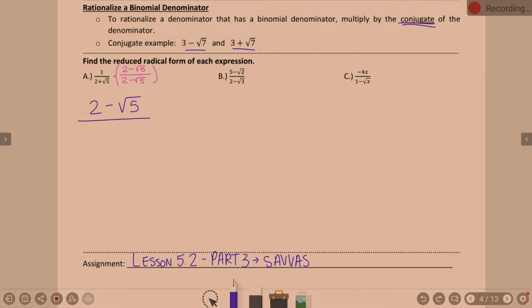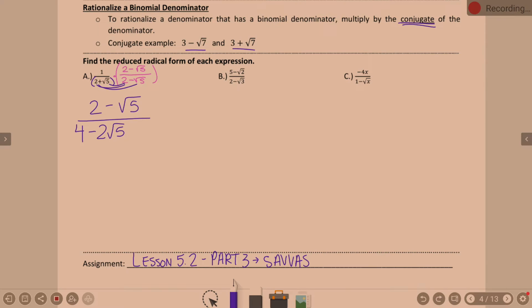In the denominator, how do I multiply 2 plus the square root of 5 and 2 minus the square root of 5? Foil. Okay. Foil. Distribute, whichever way you want to think about this. And so in the denominator, first, 2 times 2 is 4. Outsides, 2 times minus square root of 5 is minus 2 square root of 5.